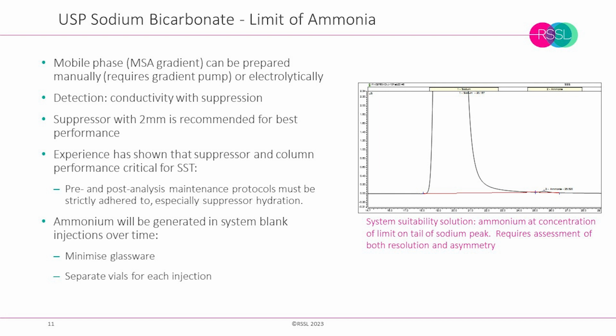The column needs to be well washed before and after each analysis, and special attention paid to the suppressor to ensure it is well hydrated. The monograph also recommends a 2mm suppressor be used for this application. In instances of suboptimal chromatography, we have found the suppressor is the first thing to check. A rupture in the membrane will have a detrimental effect and may mean your system suitability criteria will not pass.